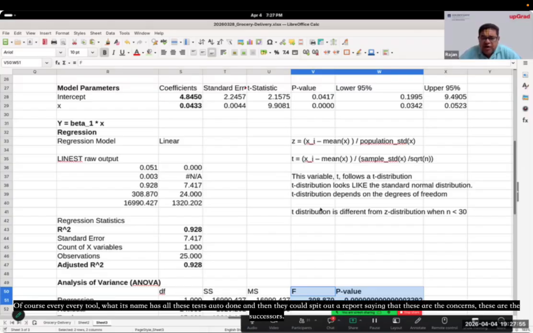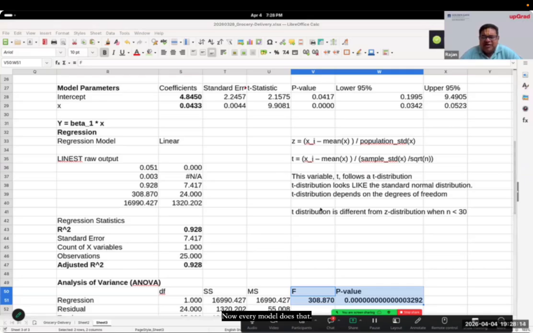Of course. This is one of the most elementary models we are seeing, and even this elementary model has all these tests that spit out a signal saying it needs refinement. These are the concerns. Every model does that: continuous deployment, continual refinement and deployment.